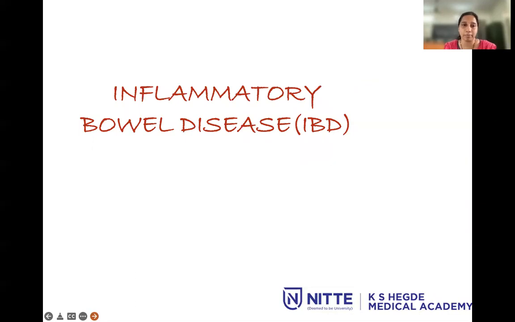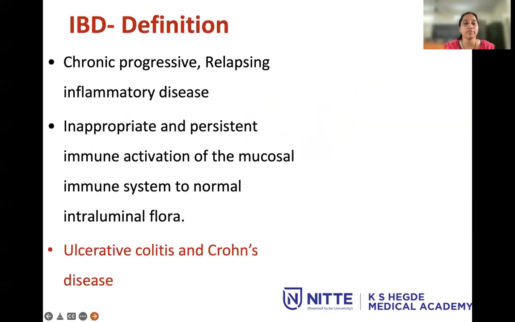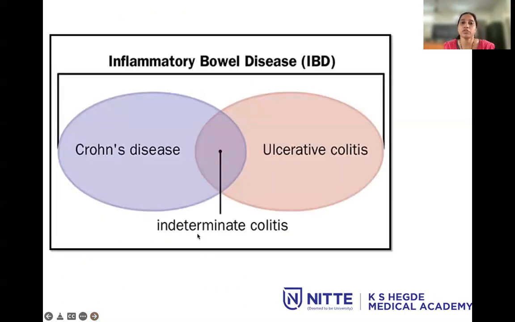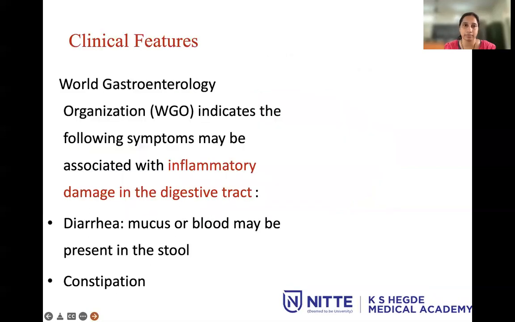So coming to inflammatory bowel disease. The definition of inflammatory bowel disease is, it is a chronic, progressive, relapsing inflammatory disease because of inappropriate and persistent immune activation of the mucosal immune system to normal intraluminal flora. Mainly, there are 2 types in inflammatory bowel disease: ulcerative colitis and Crohn's disease. In 10% of the cases, we cannot differentiate Crohn's disease from ulcerative colitis, so those cases can be classified as indeterminate colitis.